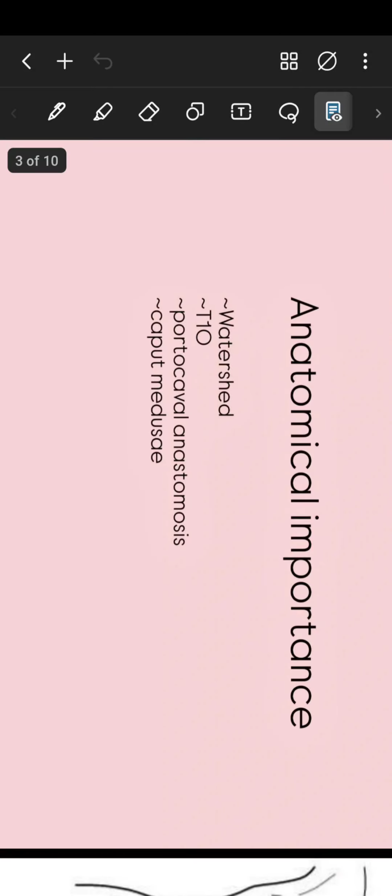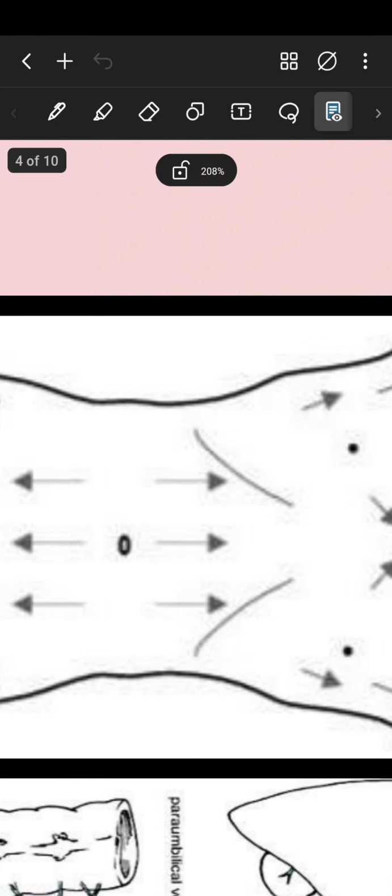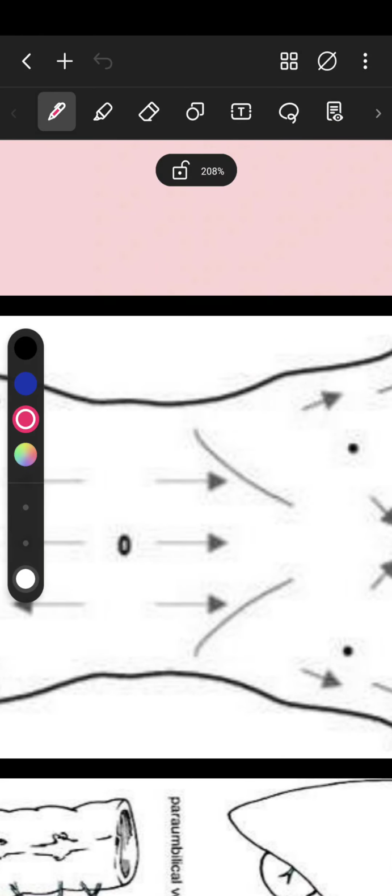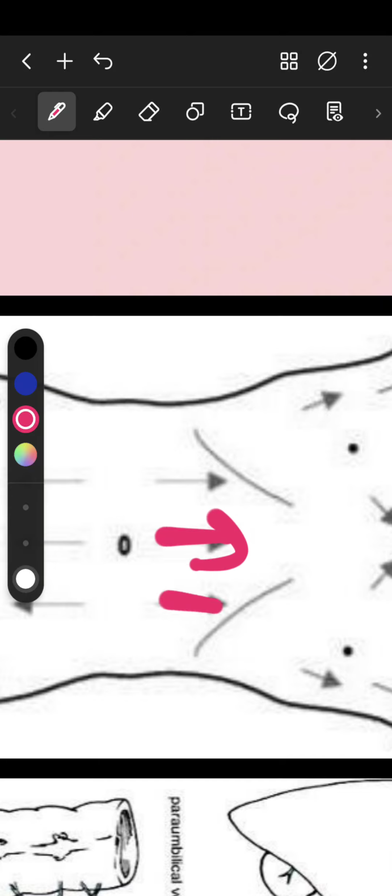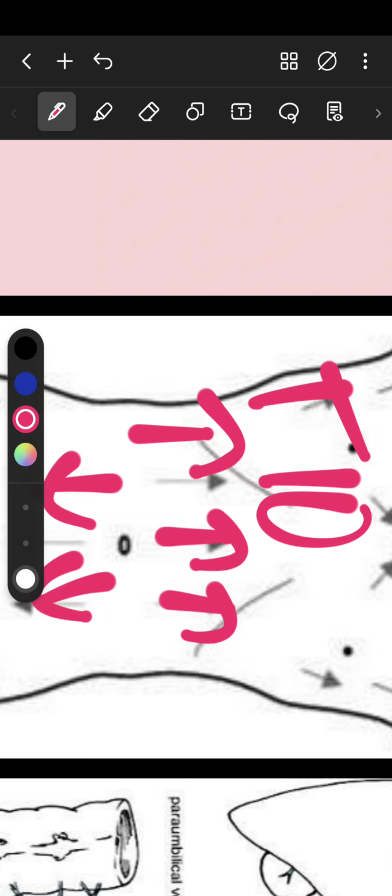So, coming to the anatomical importance of umbilicus. With reference to lymphatic and venous drainage, the level of umbilicus is a watershed. It means the lymph and the venous blood flow upward above the plane and downwards below the plane. So, they usually do not cross the umbilical plane. And the skin around the umbilicus is supplied by T10 of the spinal cord.